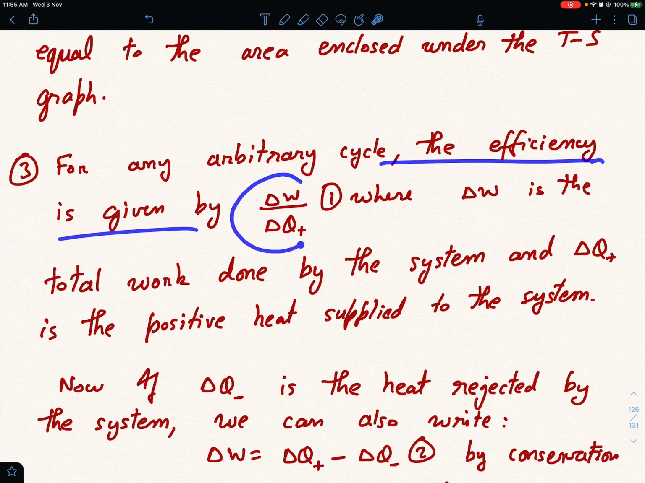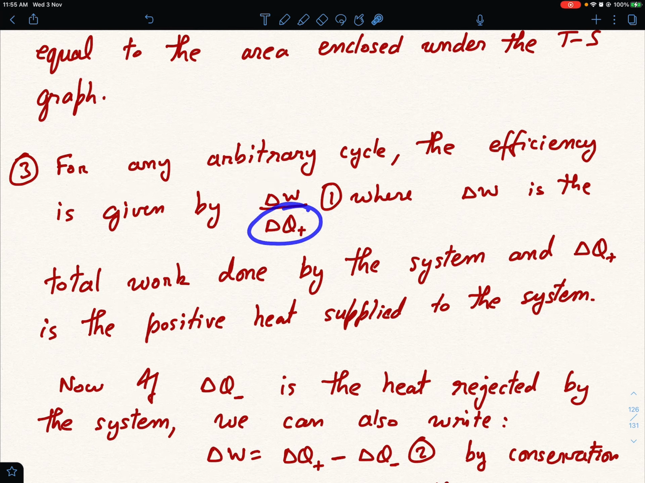From the lectures on thermodynamics, for any arbitrary cycle the efficiency is given by simply delta W divided by delta Q plus. Here delta W is the total work done by the system, and delta Q plus is the positive heat supplied to the system. Here we do not count the heat rejected by the system.